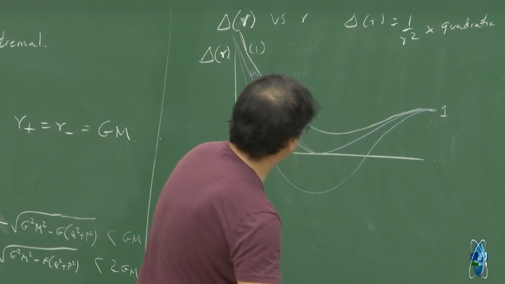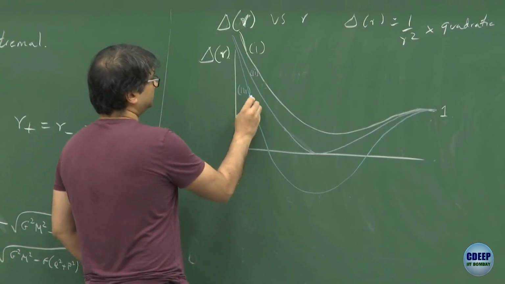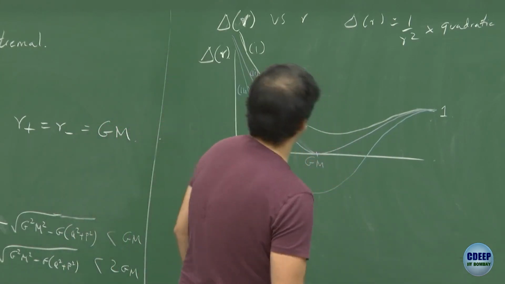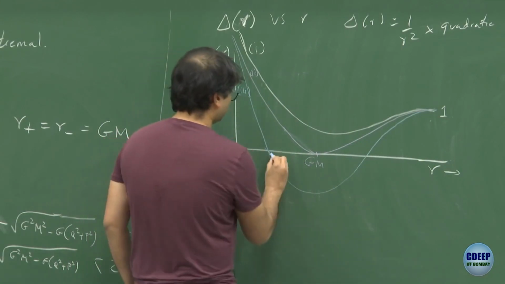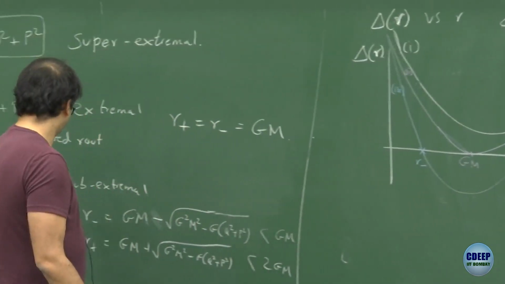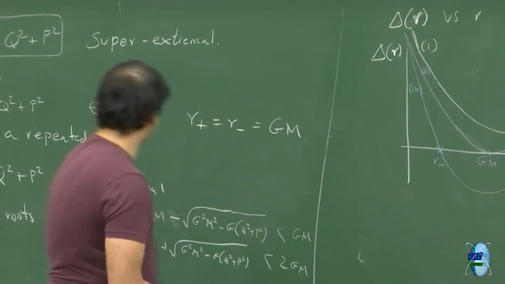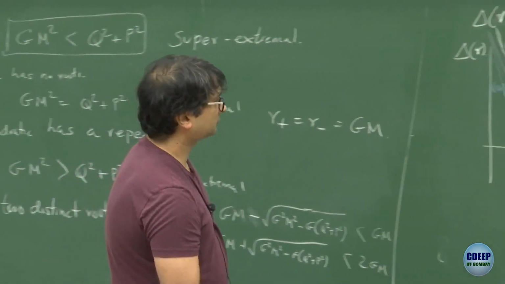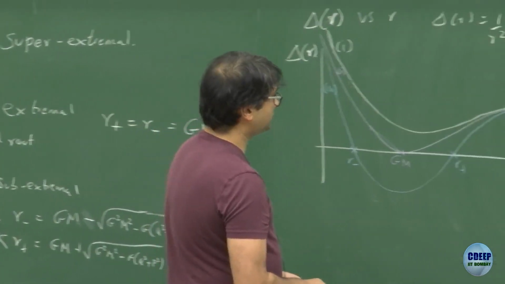If you look at these roots, you only have roots in case 2 and case 3. For case 2, the root is at r equal to gm. Sorry, I should label this axis. And for case 3, we have two roots, which are at r minus and r plus. r minus is less than gm, r plus is greater than gm. Sorry, I should have mentioned, r plus is not just greater than r minus, it's also greater than gm, because you're adding something positive to gm. And you have one very specific case where q and p go to 0.